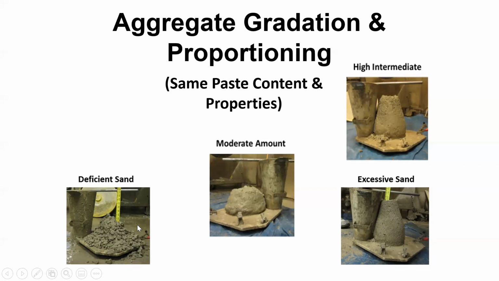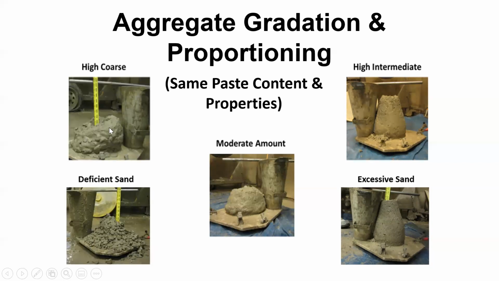If you don't have enough sand, if I take out a lot of the sand and put in a lot more coarse rock, you're going to get something that looks like a bunch of rocks covered in paste. So this is a 7.5-inch slump, but the cohesion looks absolutely horrible.